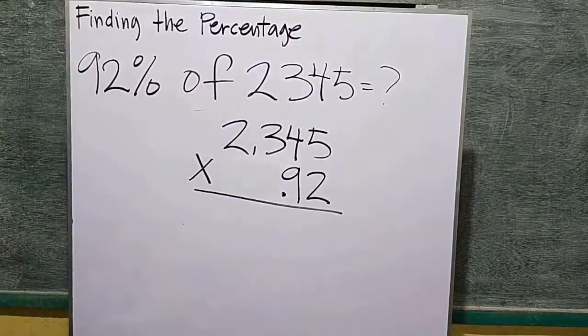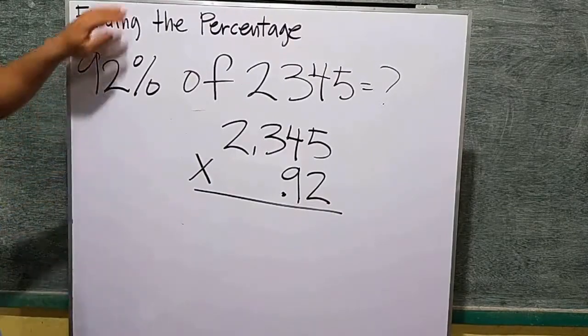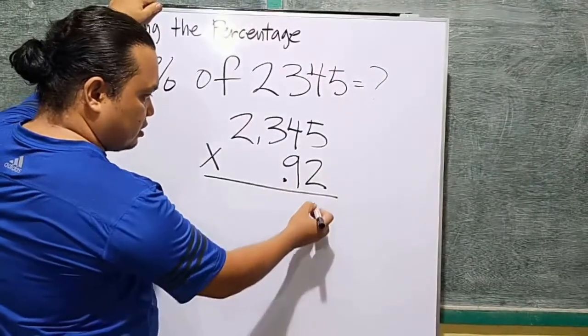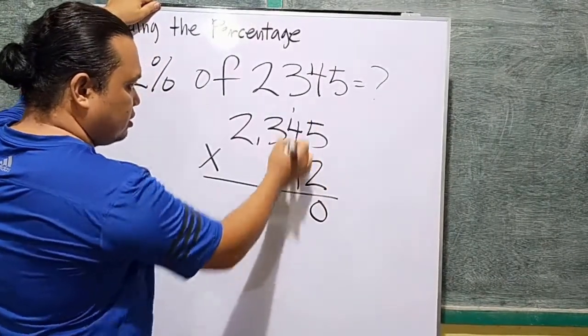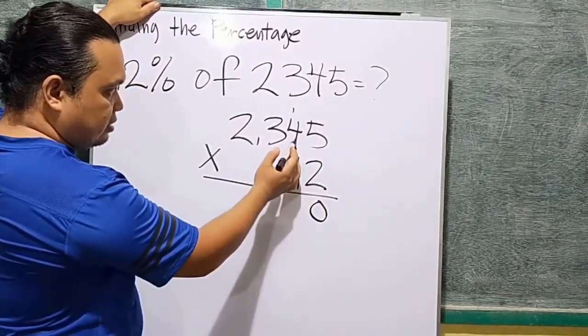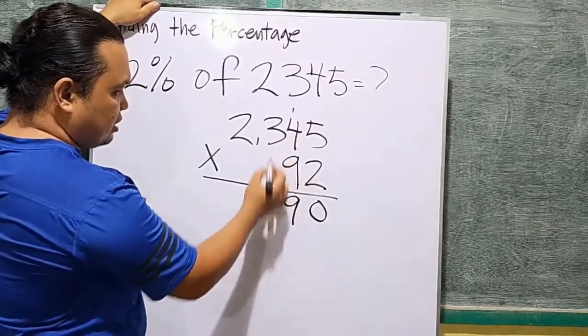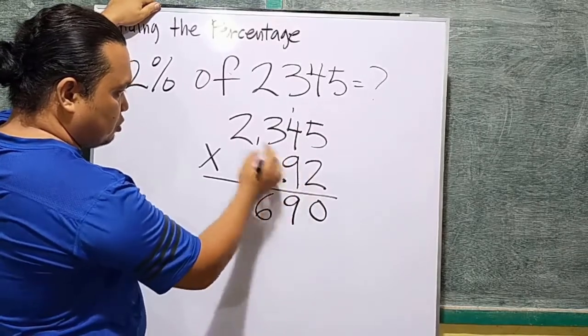Let's multiply just like whole numbers. Let's start from 2. Now 2 times 5 is 10. 0, carry 1. 2 times 4 is 8. 8 plus 1 is 9. 2 times 3 is 6. 2 times 2 is 4.